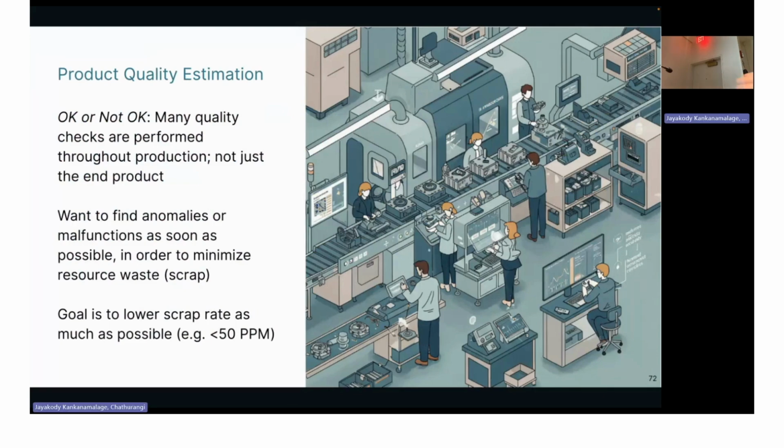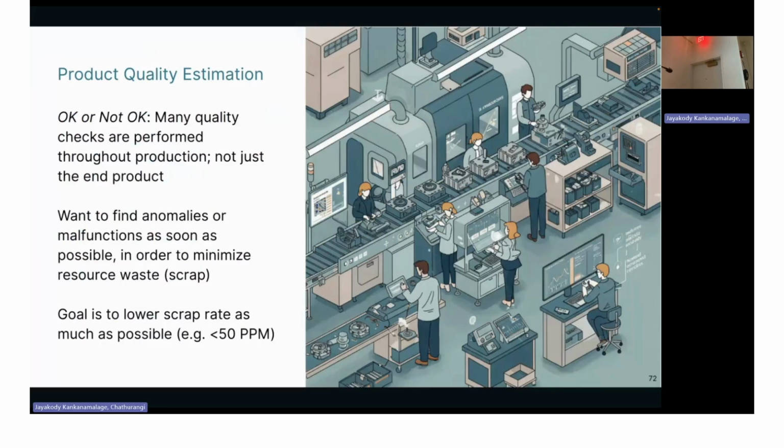Okay, so product quality estimation. This is kind of how we implement the anomaly detection. So what we do is within a particular production line, we need to check the quality of the product, right? So this happens at the end, of course, right? So we won't sell it if it's a malfunction or it's faulty in some way.